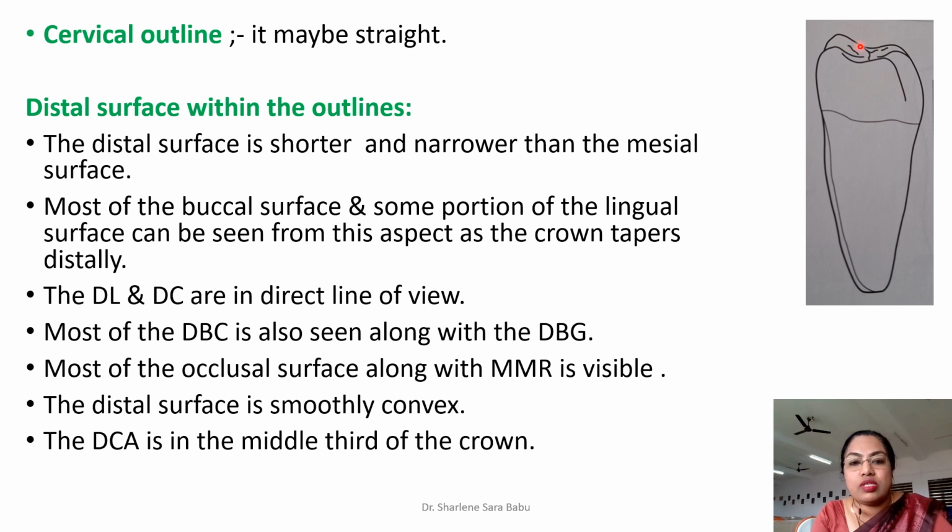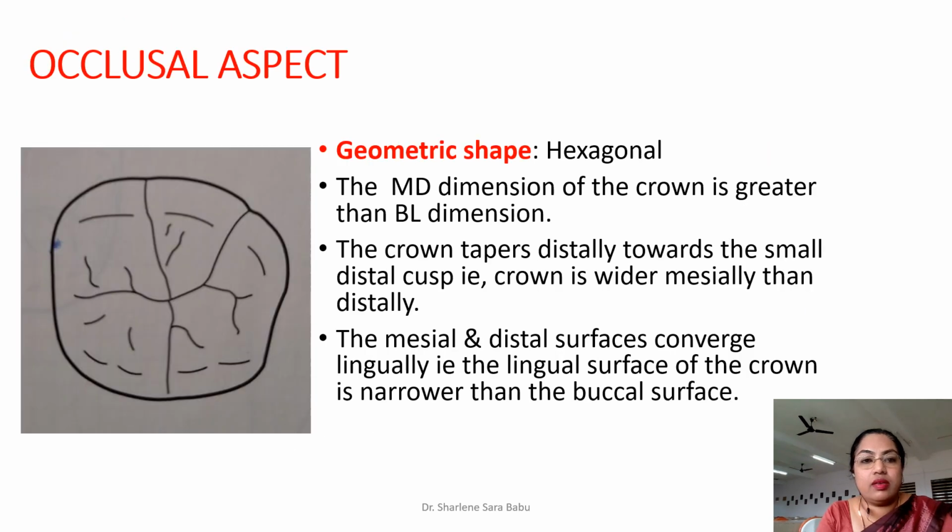Most of the occlusal surface along with the mesial marginal ridge is visible. The distal surface is smoothly convex and the distal contact area is in the middle third of the crown.